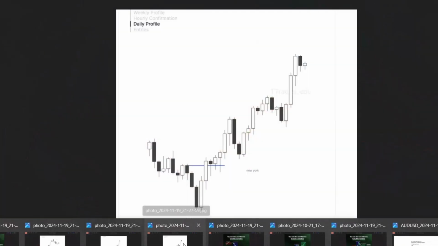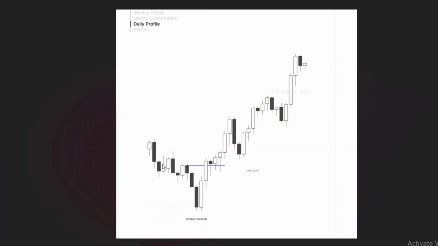So I would like to talk more about the London kill zone. The London reversal is when the Asian session consolidates, sorry guys, and London manipulates. And if London manipulates and a CISD, which is a change in state of delivery, is formed, then New York will expand. Let me go over once again. So the London reversal is when the Asia session will consolidate and London will manipulate. And when a change in state of delivery is confirmed, that means the London reversal is confirmed, then New York is going to expand.